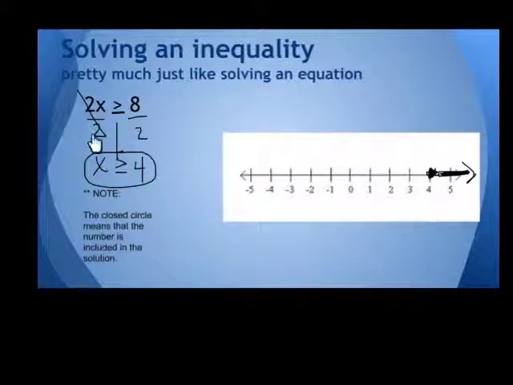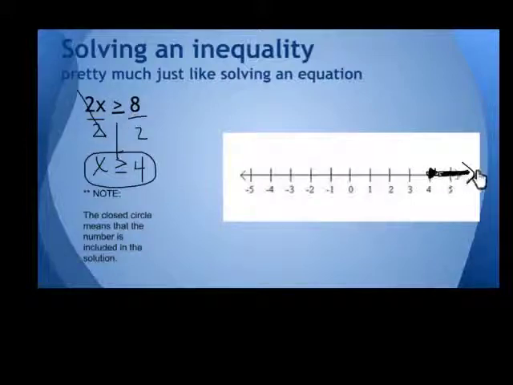I solved the inequality and got the solution set x greater than or equal to 4, meaning that any number I plug in here that is 4 or more, if it's 4.1 or 4.2 or 7 or 12 or a million, would make this inequality true. 2 times 4 is equal to 8. Greater than or equal to is one of our options.